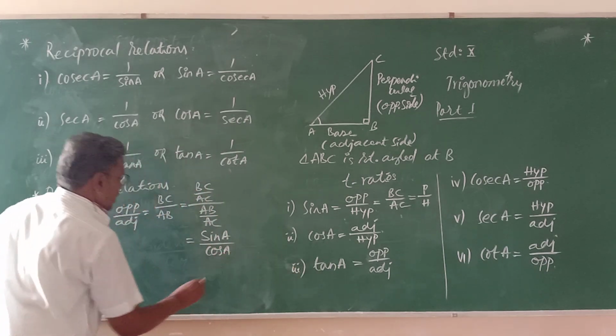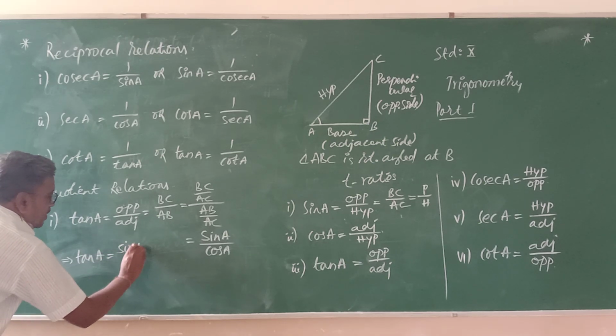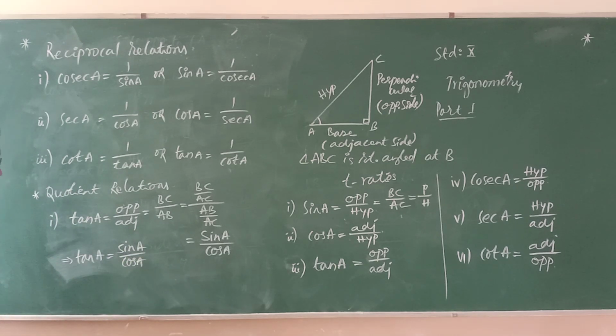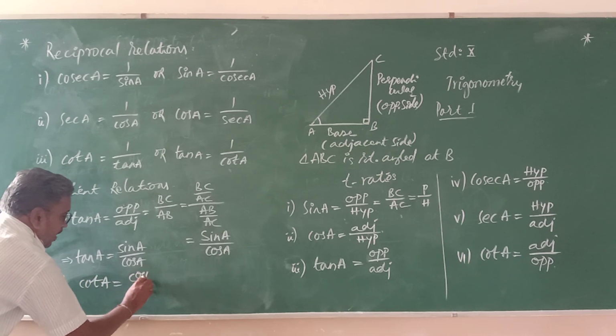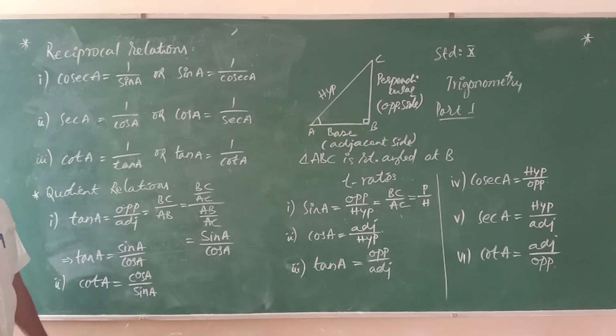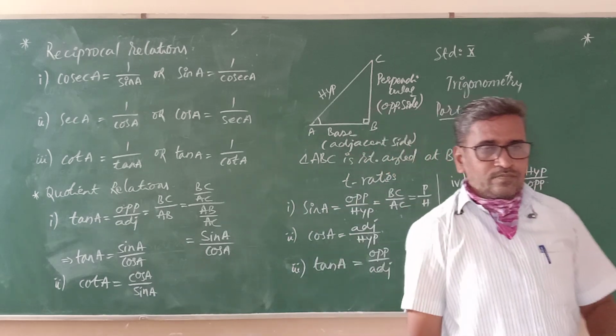So tan A is equal to sin A by cos A. Similarly, we can also write that cot A is equal to cos A by sin A. So these are said to be quotient relations.